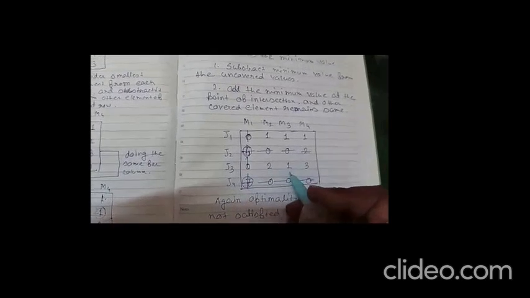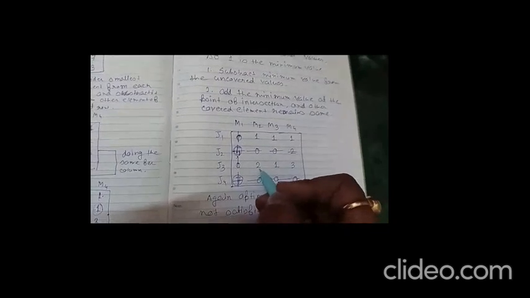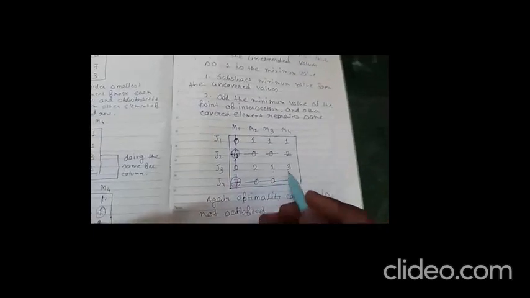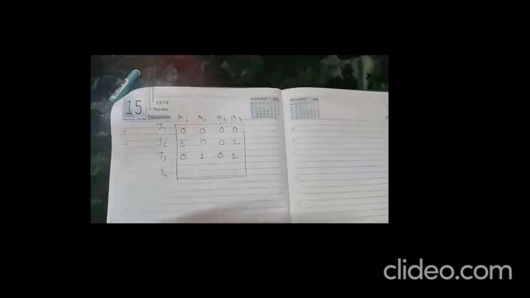Now, next, this 0 is a covered one, and then 1, 2, 1, 3. We have to subtract 1 from these. If I subtract 1 from 2, I get 1. If I subtract 1 from 1, I get 0. If I subtract 1 from 3, I get 2. So it will be converted to 0, 1, 0, 2.